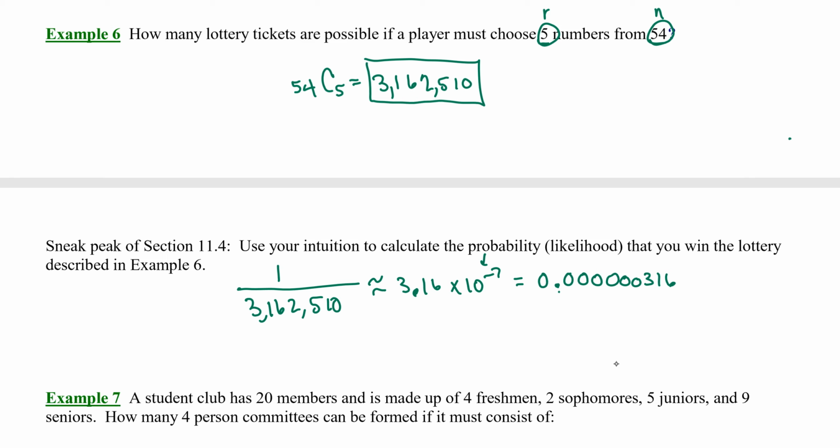Remember to go from decimal to percent, we're going to move the decimal 2 places to the right. So it looks like we're going to have 4 leading zeros and then 316%. Make sure you put your percent sign.